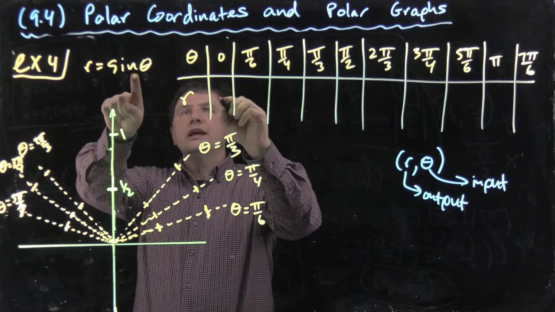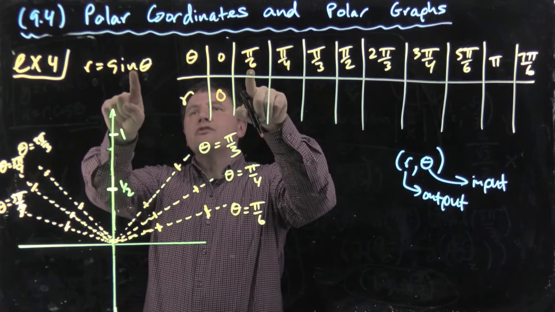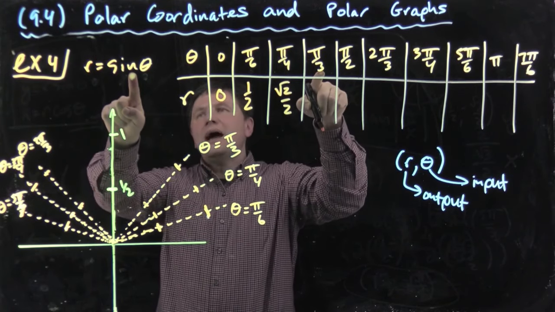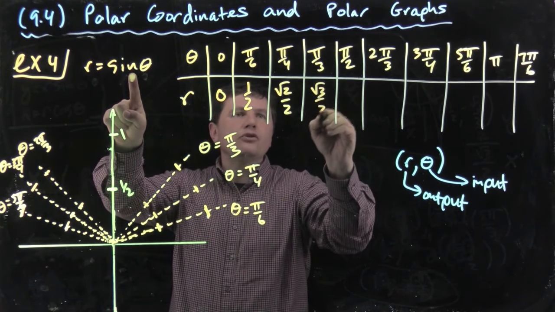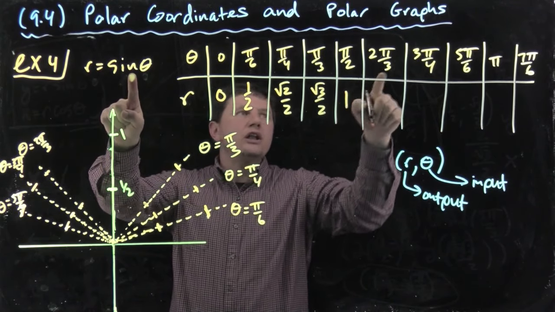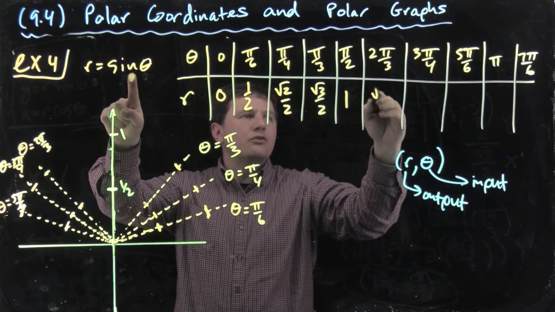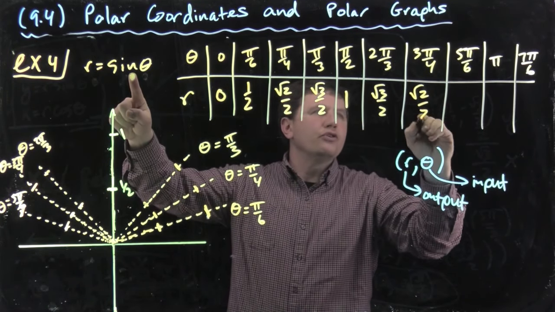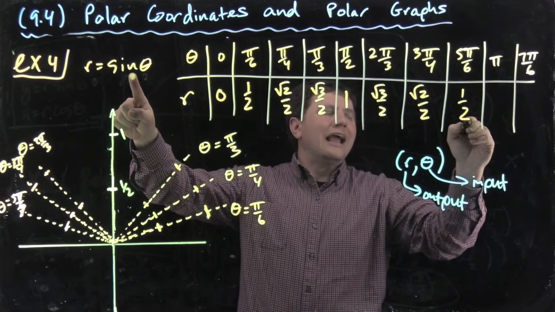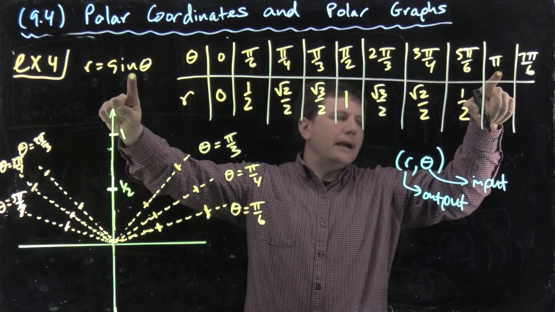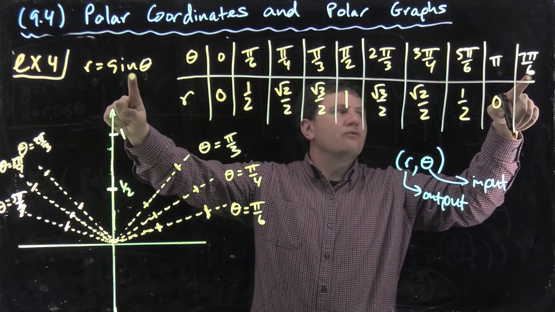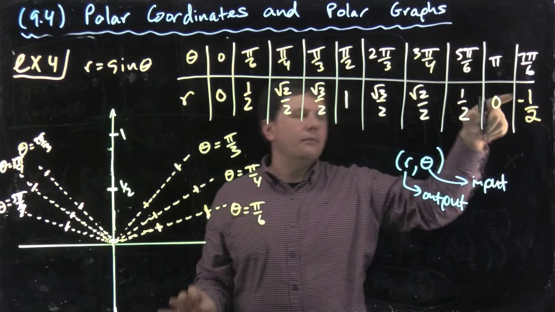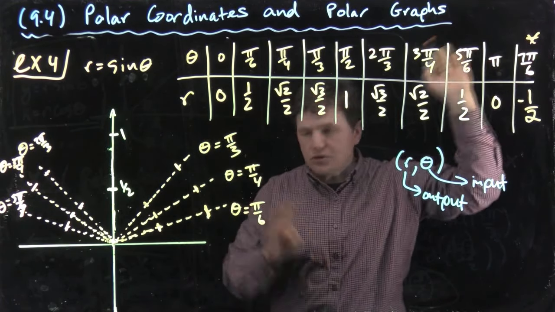So 0 goes in here. The output will be 0. Pi over 6 goes in here, the output is 1/2. Pi over 4 goes in, that's radical 2 over 2. Pi over 3 goes in, that's radical 3 over 2. Pi over 2 goes in, that's 1. 2 pi over 3, that's back to radical 3 over 2, not negative but positive. That will be radical 2 over 2. 5 pi over 6 is back to 1/2. Pi is going to be 0. And then 7 pi over 6, that is where we're done. So that one's going to be negative 1/2. And you'll see something ends up happening here, which I'll talk about in a moment.